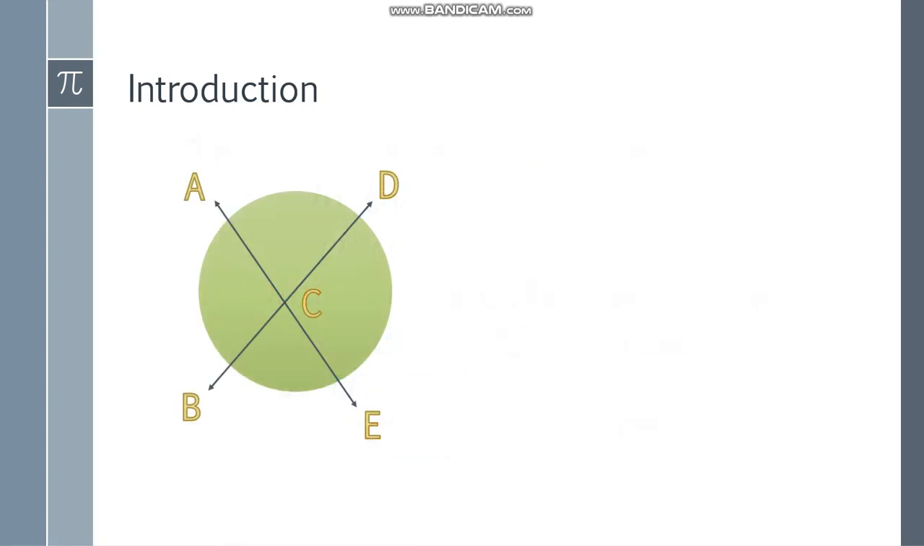So here is the sample figure. We have two secants, so line AE and line BD are secants. And these two secants intersect at a point which is point C.